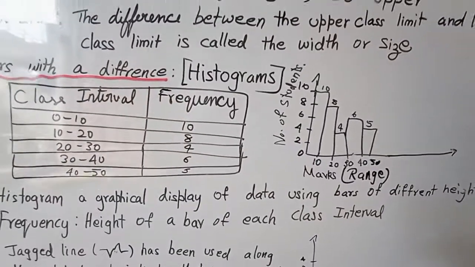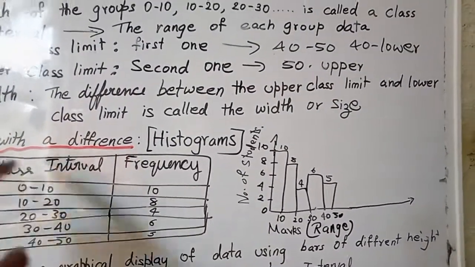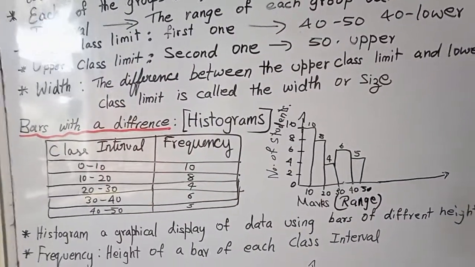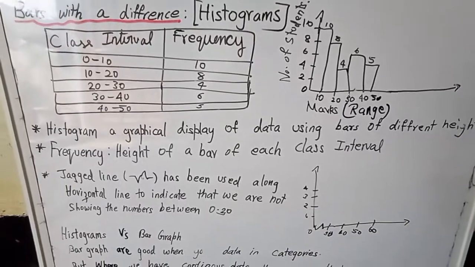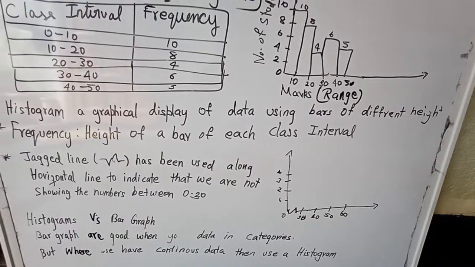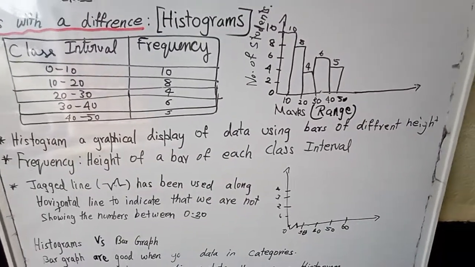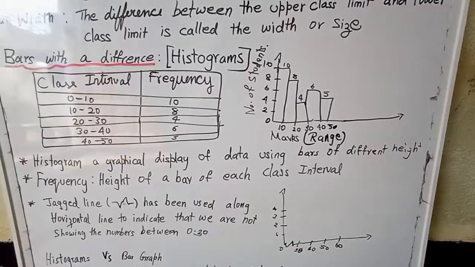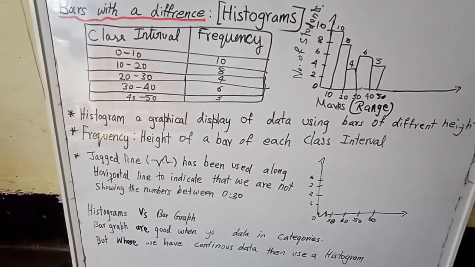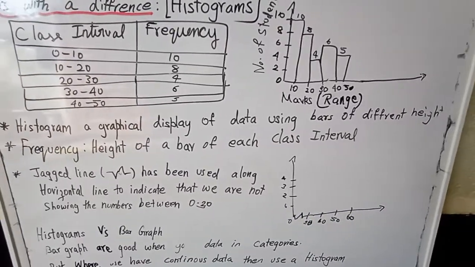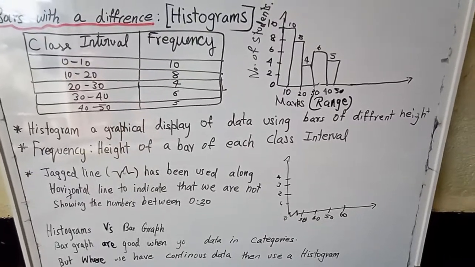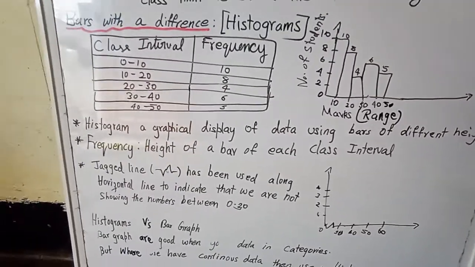Now you have already learned the bar graph. This is a histogram. But what is the difference between the histogram and bars? Dear students, a bar graph is good when your data is in different categories. But when your data is in the form of a range, continuous data, then you have to use a histogram. A histogram is bars with a difference.